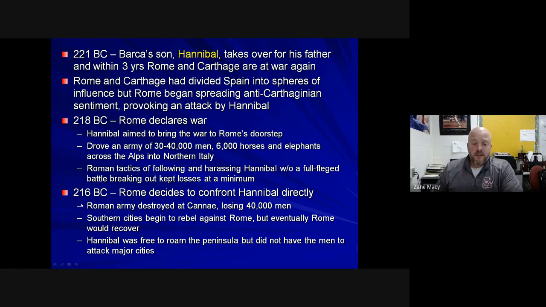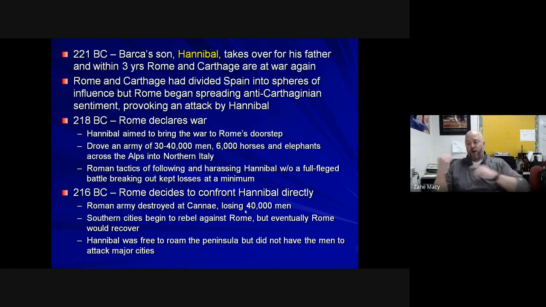In 216 at the Battle of Cannae, the Romans lost 40,000 men because they got tired of these skirmish tactics: make a little attack, withdraw, hide behind your city walls. And then when Hannibal left, that army would come back out and they would start pursuing Hannibal, hit him from behind, and then they'd run to another fortification.